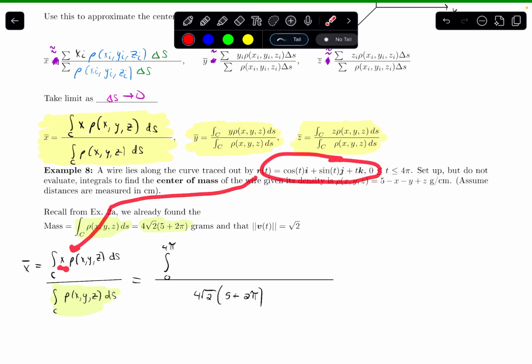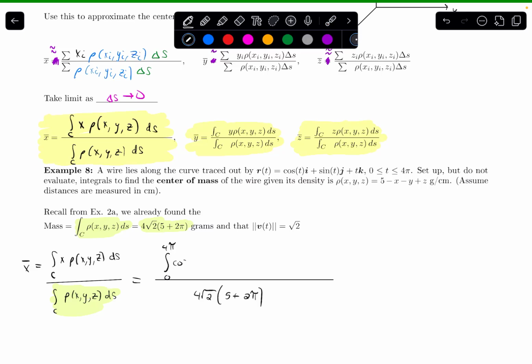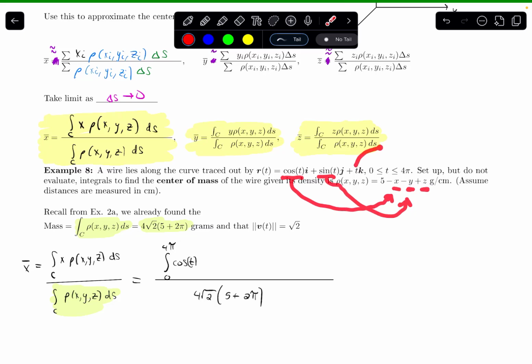So first, for the x here, I plug in the x coordinate, which is cosine t. So cosine t. And now I've got to plug that parameterization into my density function, which is here. So for this x, I plug in the cosine t, my x coordinate of the parameterization. For the y, I plug in sine of t. And then for the z, we plug in this t. Okay, so let's do that.